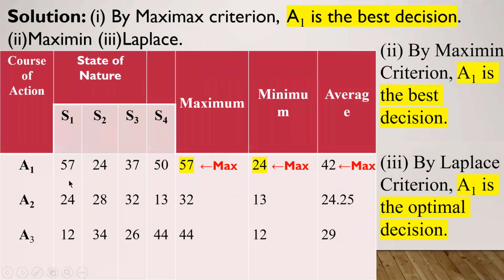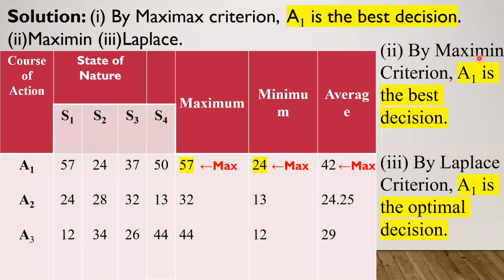For the Maximax criterion, in A1, we will select the one which is the maximum. Where are you getting the maximum here? Out of 57, 24, 37 and 50, the biggest number is 57. So 57 is the highest profit. In this, 32 is the maximum. And here 44. Out of these maximums, again you have to take the maximum. So out of 57, 32 and 44, maximum is 57. And it is for A1. So by the Maximax criterion, A1 is the best decision.